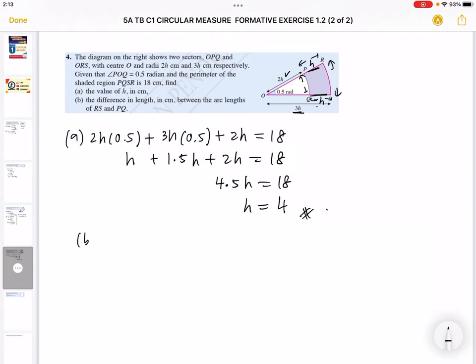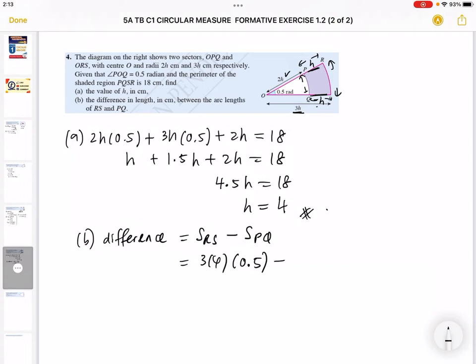So for part B, you're finding the difference between the lengths of the two arcs. Okay, the two arcs are RS and PQ. So we say the difference will be length of RS minus length of PQ. You don't have to write all this out, we can calculate straight away. Now the radius of RS is 3h, 3h means 3 times 4, right? Since h is 4, you multiply with the angle in radians, 0.5.